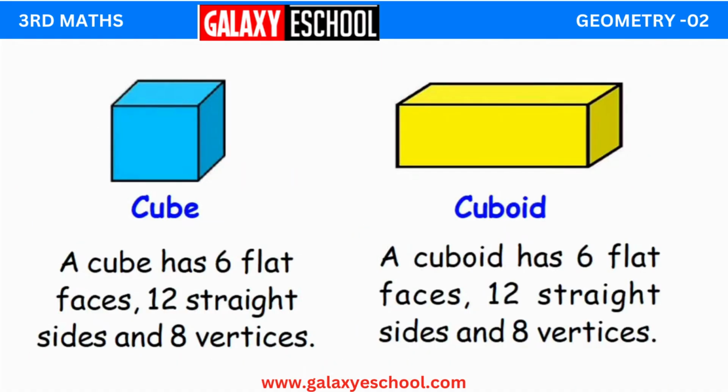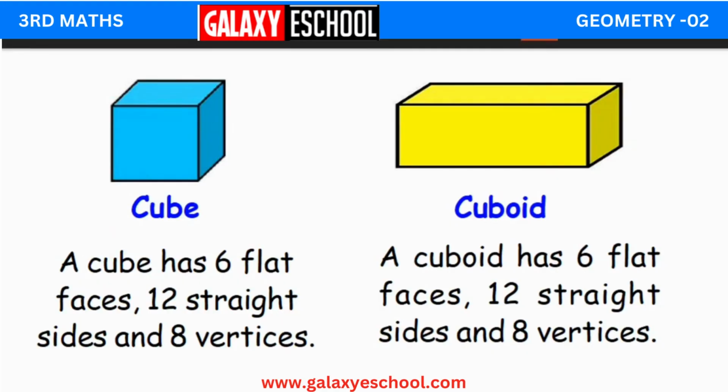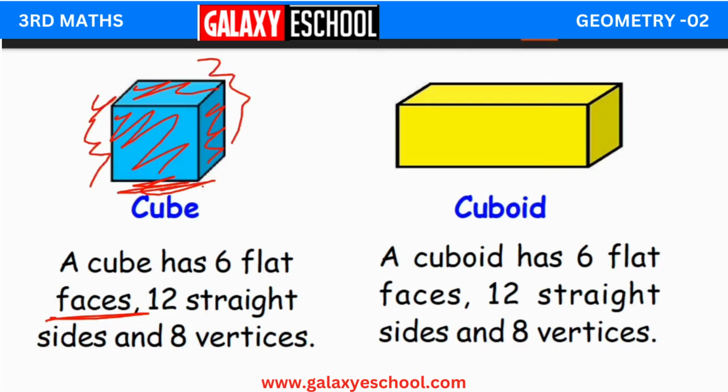Now coming to how many faces, sides and vertices these solid shapes actually have. Coming to our first one, that is the cube. Faces. How many faces does it have? 1, here 2, 3. We have one below, one to the side and one on the back side. In total, a cube has 6 flat faces, children.